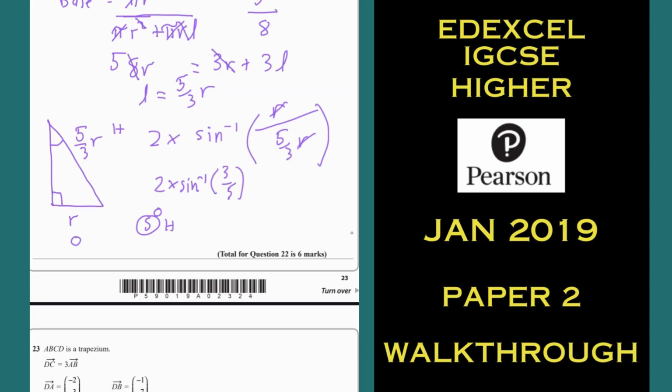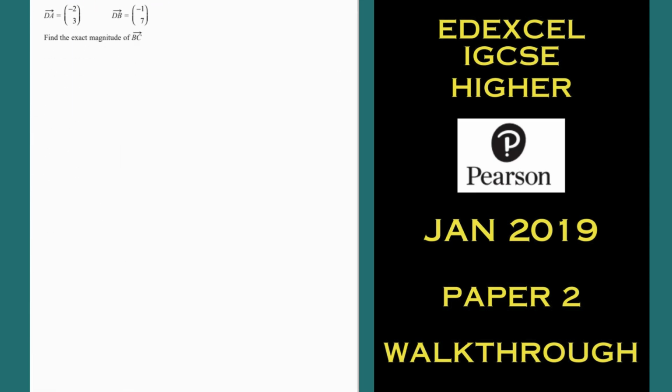It wants 1 decimal place. My calc says 73.7. Don't forget you have to double it. 73.739. We'll stop at 73.7. What a doozy of a question. And finally, a vectors question without a diagram is screaming for a diagram.